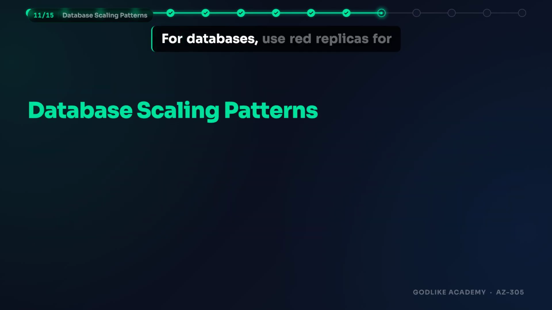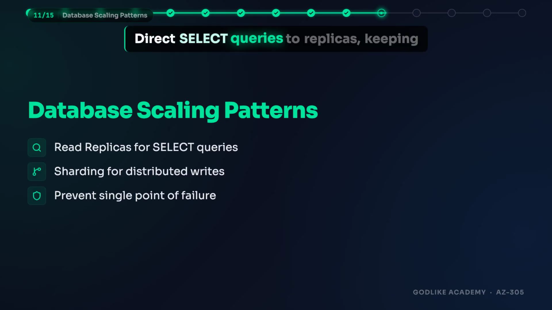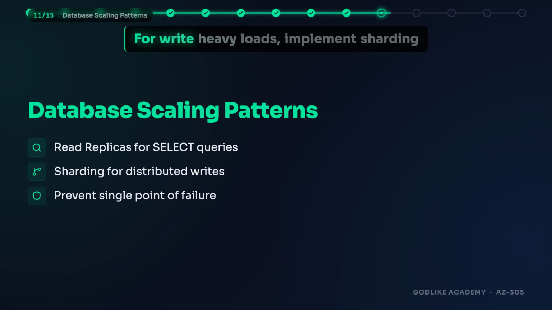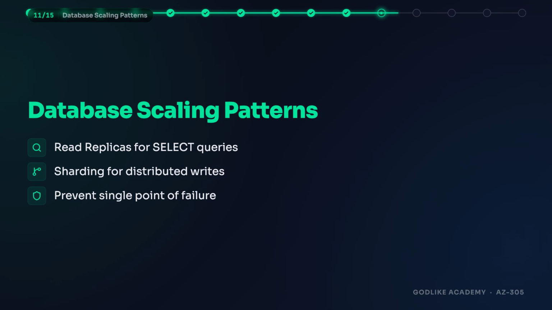For databases, use read replicas for read-heavy workloads. Direct select queries to replicas, keeping the primary free for writes. For write-heavy loads, implement sharding to partition data across multiple instances based on a shard key, distributing the write pressure.